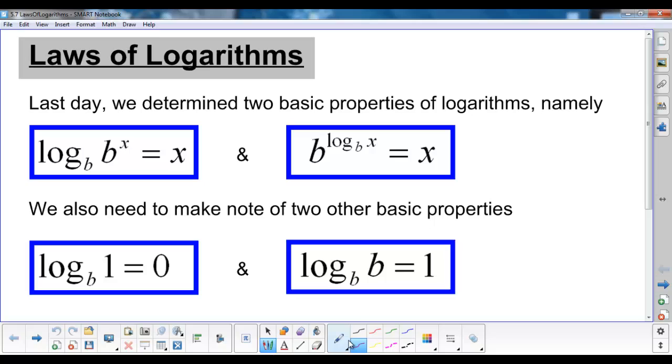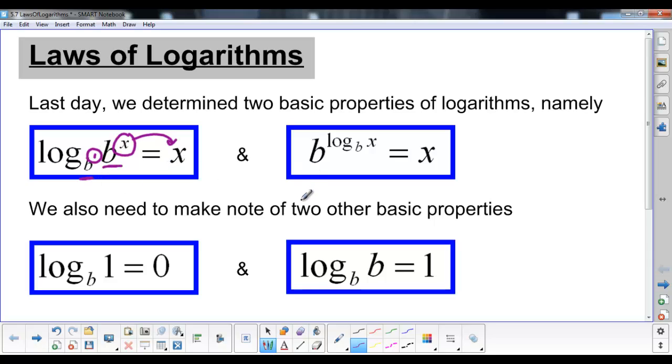Hey guys, and welcome to lesson 5.7, Laws of Logarithms. In the last lesson, we went over two basic properties of logarithms, mostly the first two that you see on your screen here. Whenever the base of your argument is equal to the base of your logarithm, then the answer is just the exponent here, or the exponent divided by this exponent, which is 1.